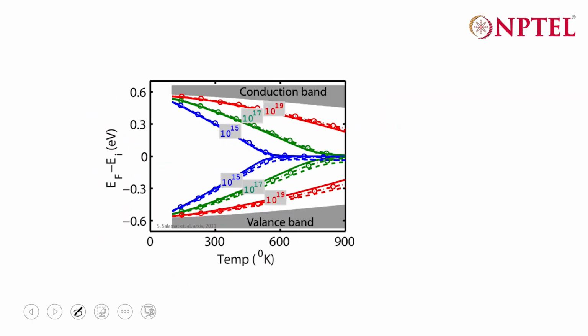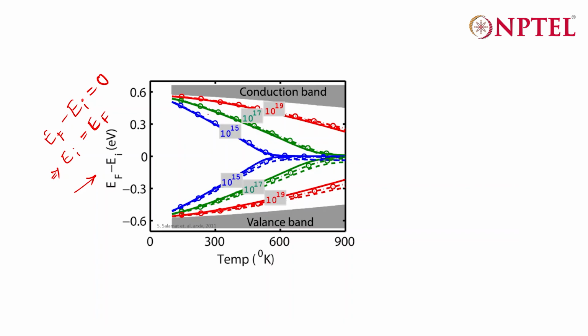Right. Now let us see the effect of temperature on the Fermi level. What we have done in this case is we have taken EF minus Ei. Please note here, it's not EF, it's EF minus Ei. Now EF minus Ei equal to 0 essentially means that your intrinsic energy is equal to your Fermi energy. That means your Fermi energy is at the middle of the band gap. That's why EF minus Ei is equal to 0.